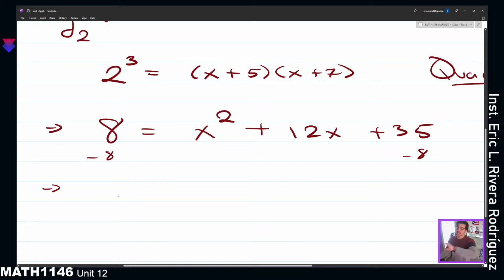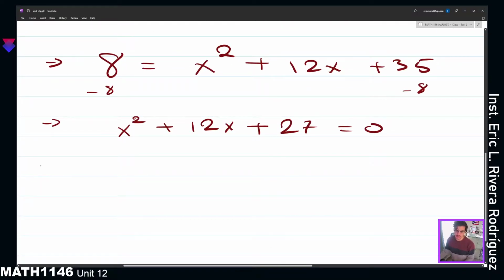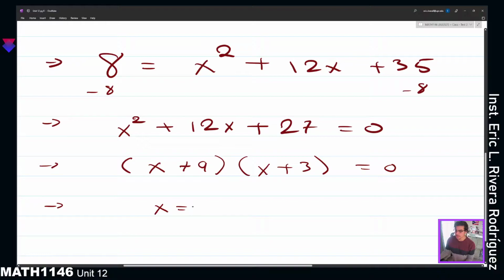I'm going to put everything on the left side, 0 is going to be on the right side, just flipping the order. So x squared plus 12x plus 27 is equal to 0. So we are dealing with a quadratic equation. We can use the polynomial properties that we know to do this. So we have 12 and 27, that is 9 times x plus 3 equals 0. So the solution of the quadratic equation is -9.